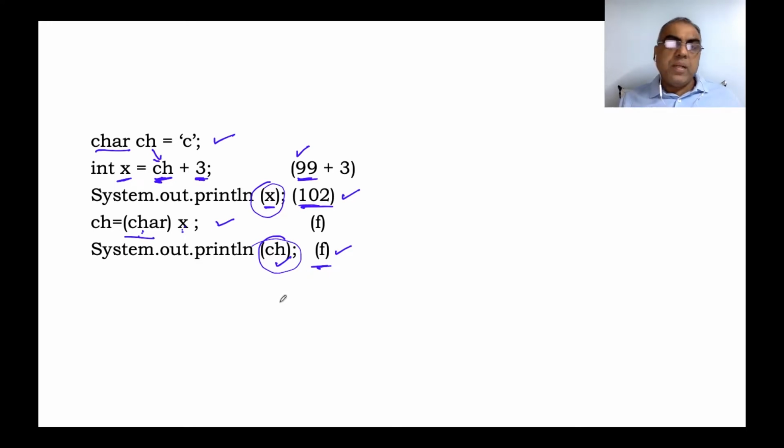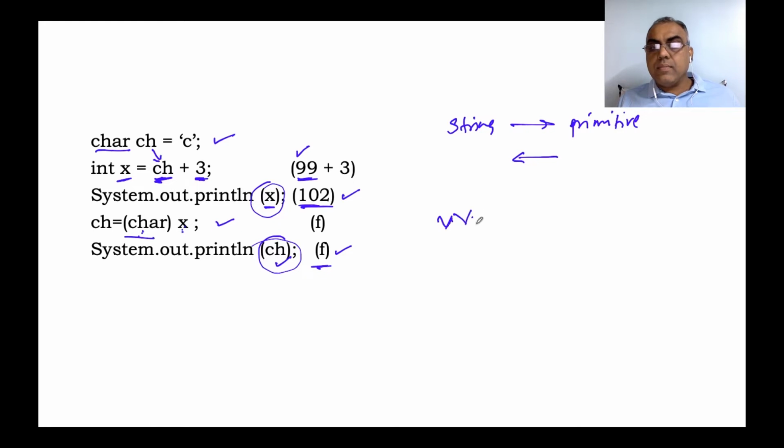Now one more step in conversion that we are going to learn is how to convert a string into any primitive type, and vice versa, a primitive type back to string. For that, first we need to know what a wrapper class is. I'm sure you have learned somewhere this word, wrapper class.